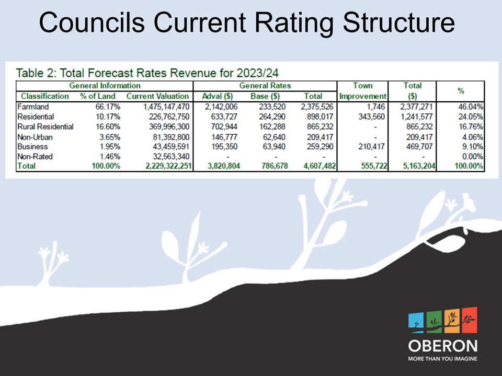To begin with, it is important to understand and consider Council's current rating structure. Currently, there are five rating classifications in our structure, and they include farmland, residential, rural residential, non-urban, and business. These classifications are throughout the entire local government area. As you can see, the Town Improvement Levy is rated on properties within the Oberon Town District as per a gazettal in 1987. The overall permissible income for this financial year, 23-24, is 5.16 million. This is a legislative cap and Oberon Council cannot exceed this.